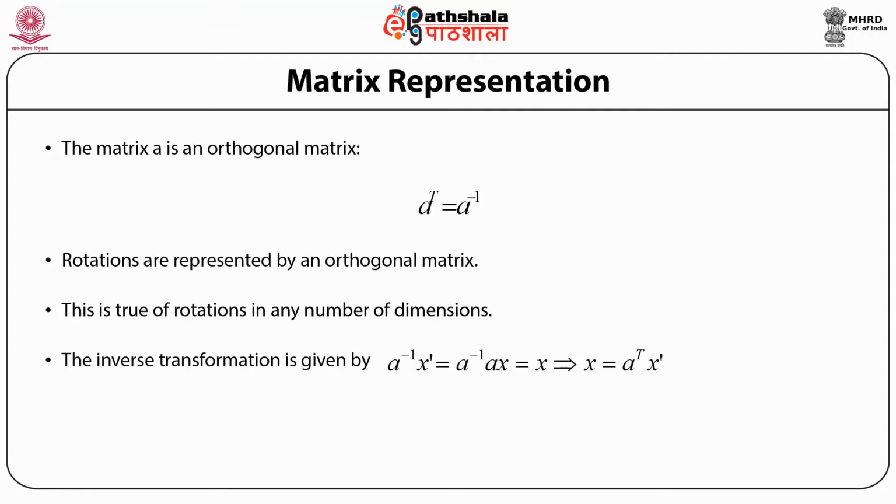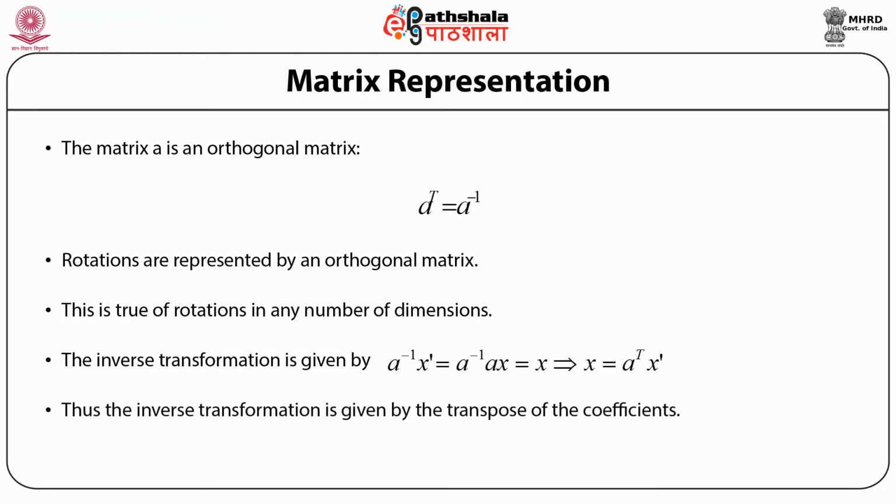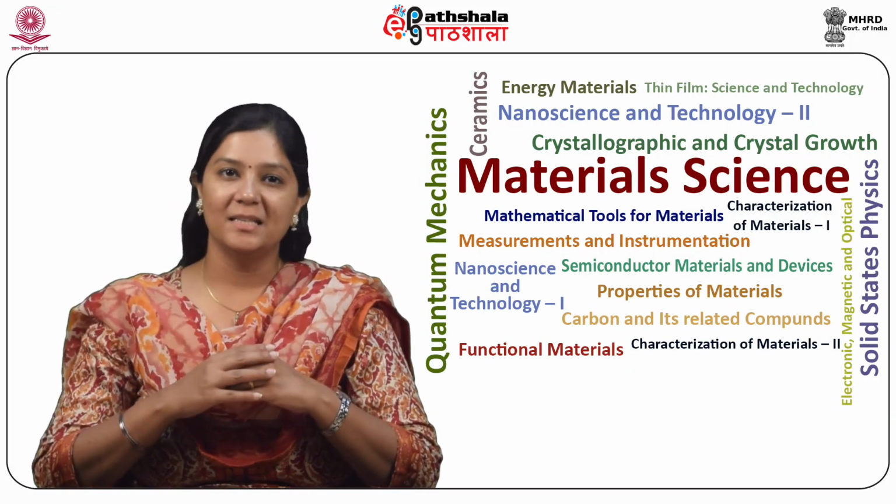The inverse transformation is given by A inverse x dash equals A inverse A x equals x, which implies that x is equal to A transpose x dash. Thus, the inverse transformation is given by the transpose of the coefficient matrix. Now let us see rotations and tensors.